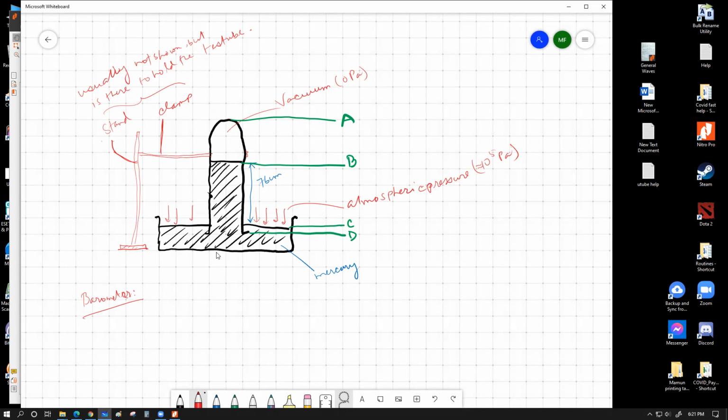Atmospheric pressure is the pressure created by the atmosphere due to the gravitational pull on the atmosphere. Full stop.